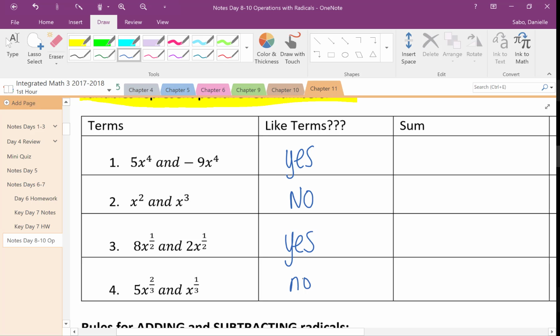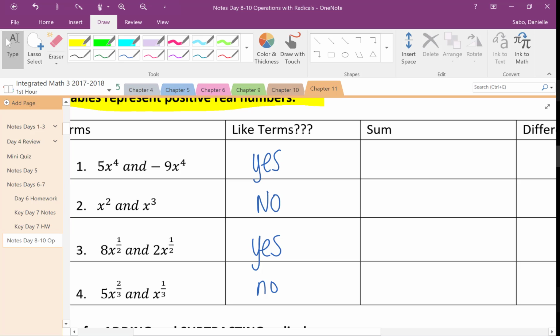All right. So now let's actually start doing it. So we have the sum. Well, that's pretty easy. What is 5x to the 4th plus a negative 9x to the 4th? Yeah, negative 4x to the 4th. Okay, you guys find the difference.